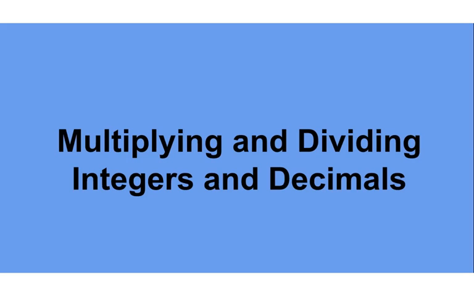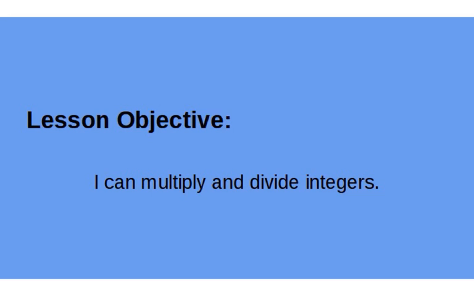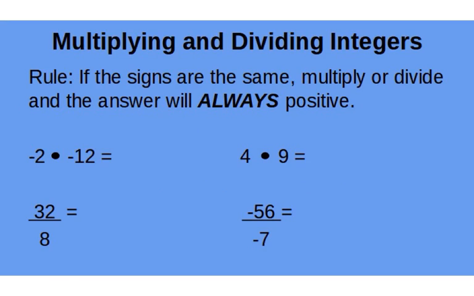Okay, so this is multiplying and dividing integers and decimals. The lesson objective for this lesson is I can multiply and divide integers and decimals. We're going to hop right into it because there's no real difference in vocabulary for multiplying and dividing integers as there was for adding and subtracting integers. You won't need to worry about absolute value in this lesson, but you will need to worry about positive and negative. So let's start with the first rule.